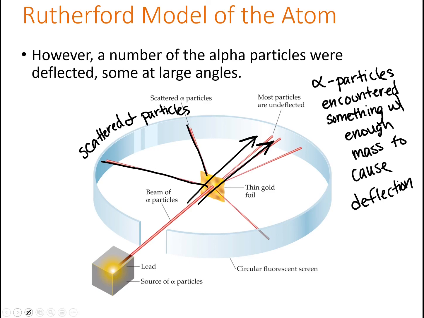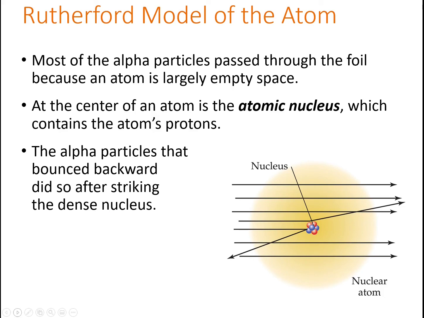This is definitely not what they were expecting. So based on their results, they concluded that there must be some kind of a nucleus. There must be some kind of a concentrated mass that the alpha particles, which were scattered, encountered. Now, most of the particles pass through the foil, so most of the atom is largely empty space. But at the center of the atom, there is this mass. And so it was proposed that this is the nucleus, which contains the protons.